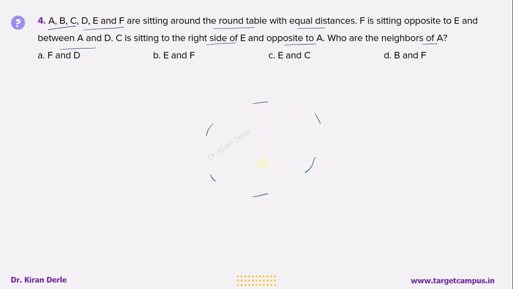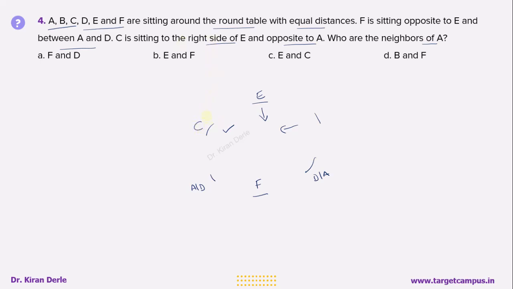Let's make F here. F is sitting opposite E, so E is here, and F is between A and D. So we can have A here or D here, or D here or A here. This is given. C is sitting to the right side of E. They are facing towards the center, right? If it is not given, they face the center. So the right side of E is this, and C will be here.